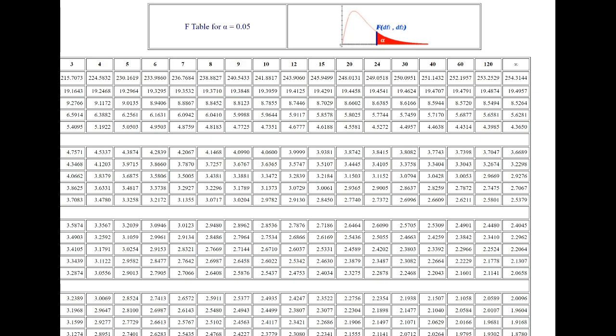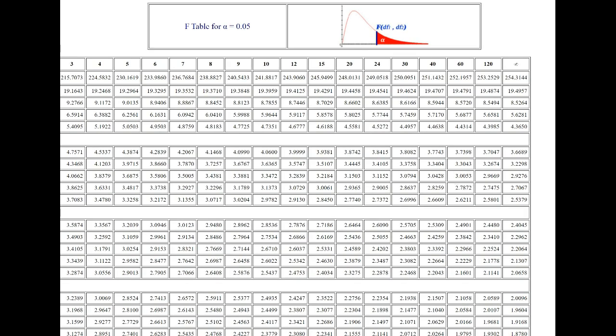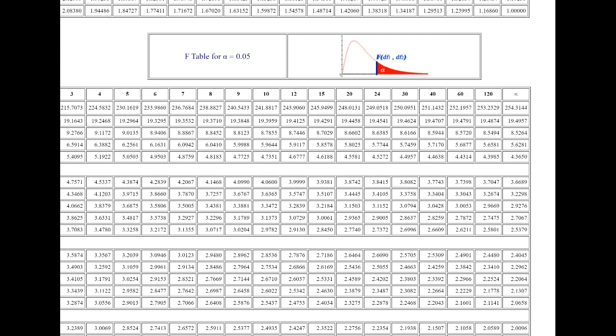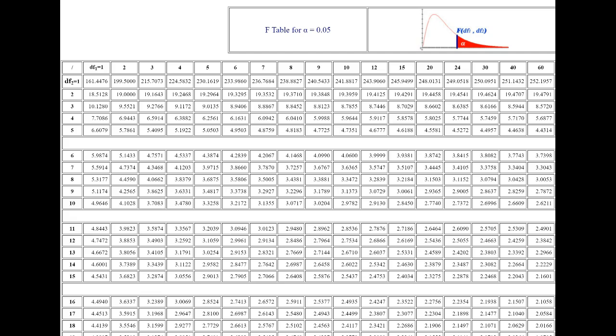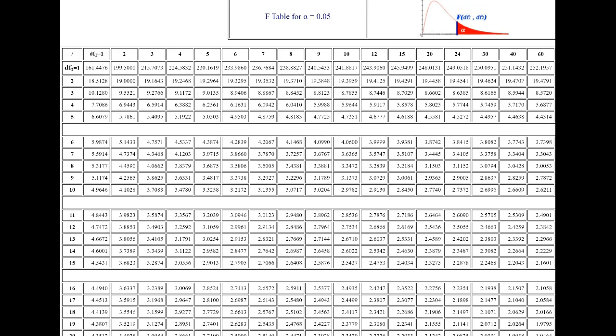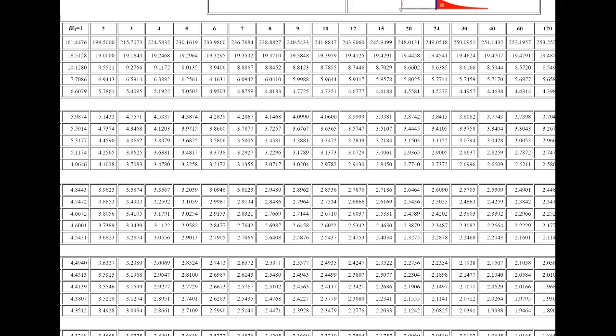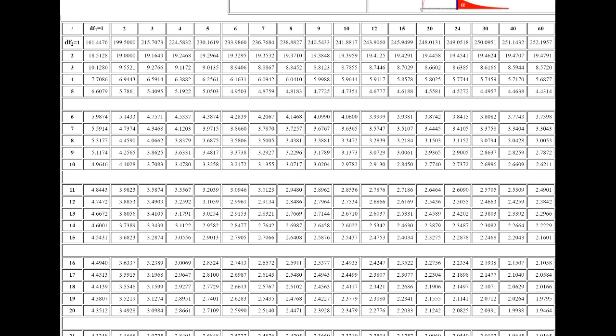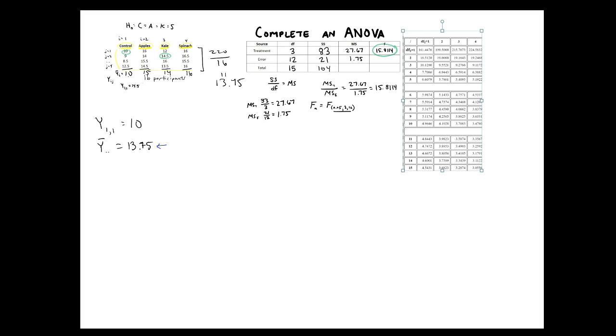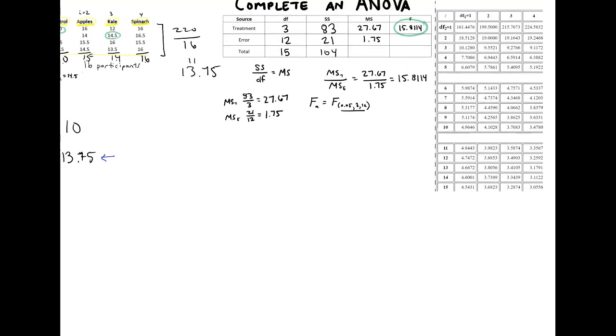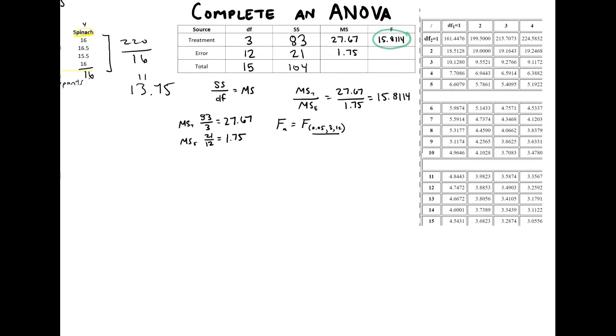Let me pull up that F table. This is an F distribution table from UCLA. I've changed the pane so that we can see this. We're looking for degrees of freedom 1 on the top row. We come over to the 3, and then we come down to degrees of freedom 12. Since I couldn't highlight anything on the web page, I copied and pasted that portion of the F table and brought it over here.